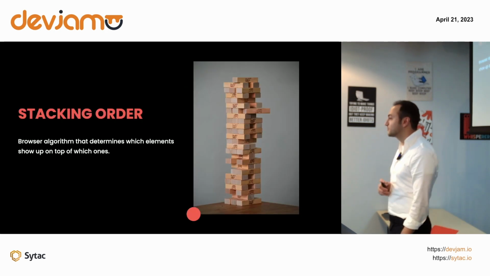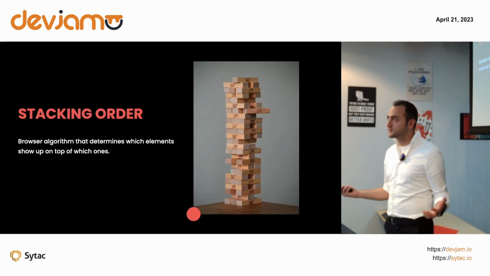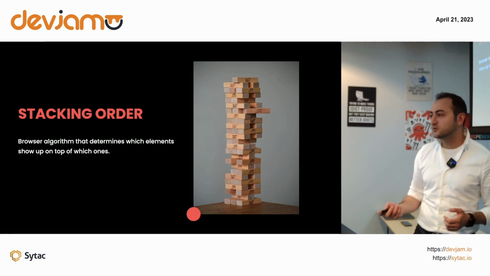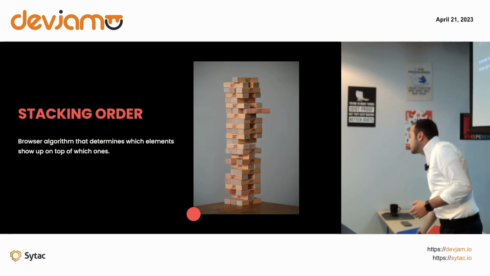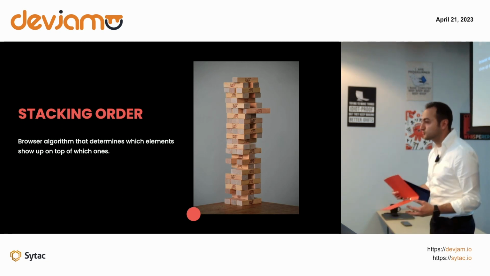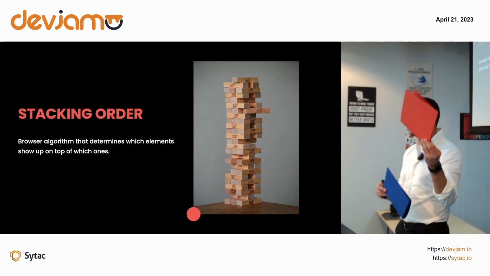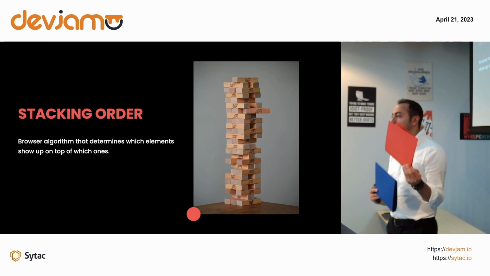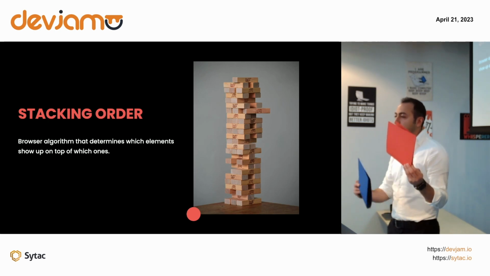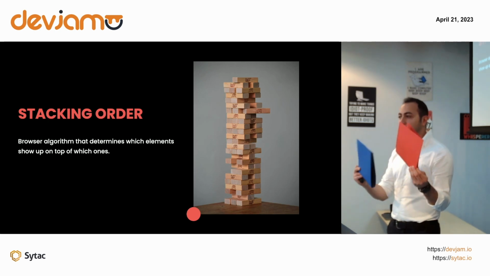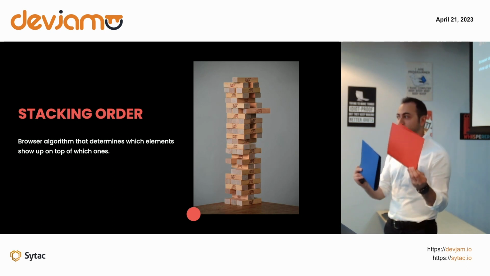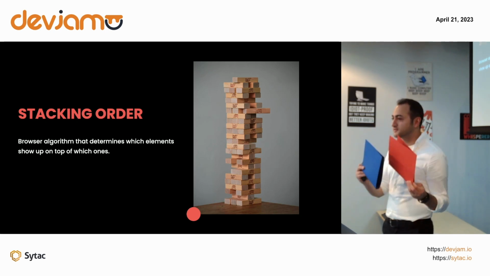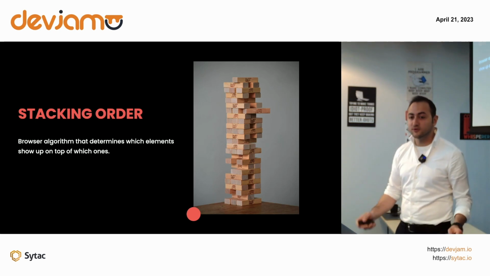So what is the stacking order algorithm? Well, what is the stacking order? It's the algorithm by which the browser decides which element shows up on top of which one. So if you have two elements, an H1 and a paragraph, they will be under each other. That's not a problem. But the moment you give a negative margin top to this one, they will overlap. But will they overlap like this, or like this? It starts simple, it gets more complicated, and that's what we're going to see.